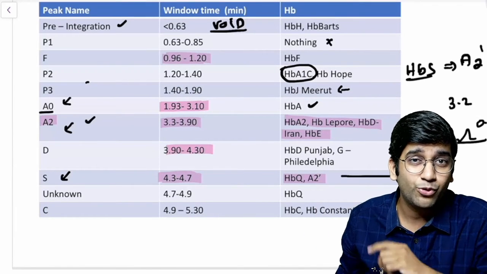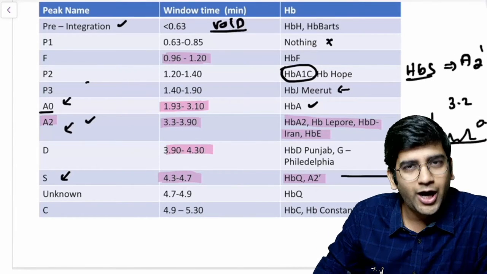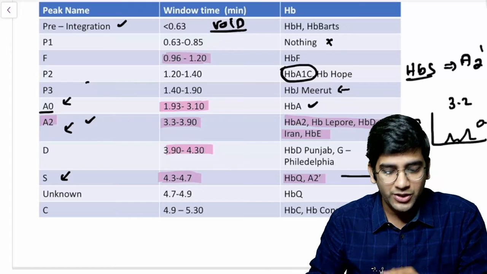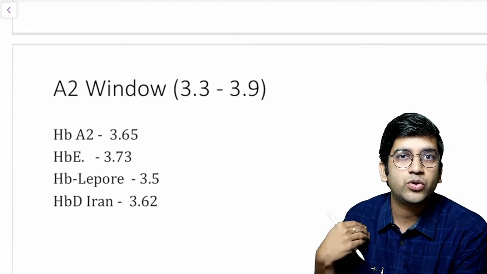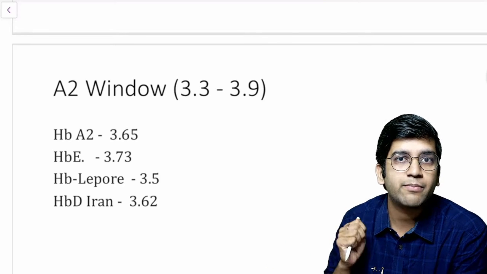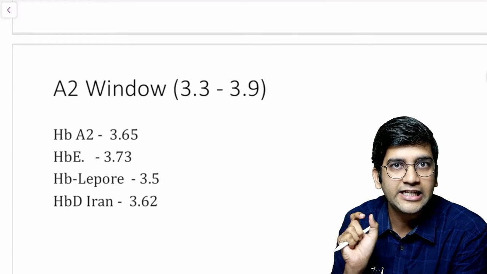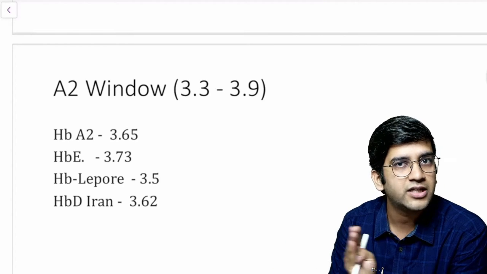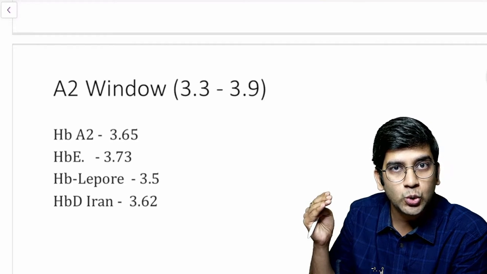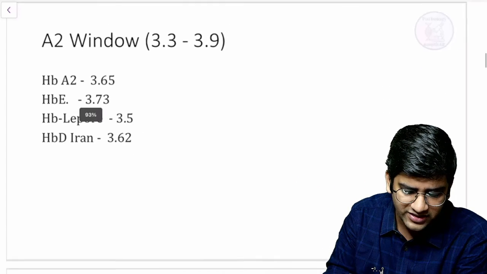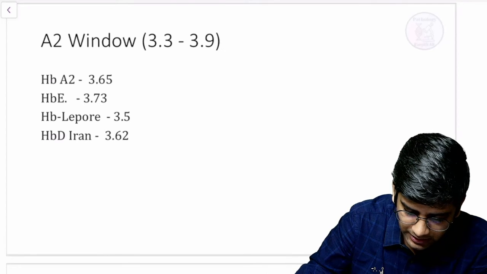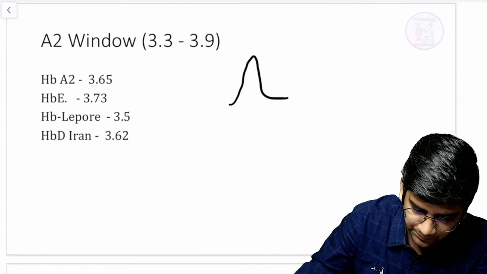Like I said, my A2 window is A2. You can see Lepore, D-Iran and hemoglobin E. How the hell will I differentiate them? That's where your concept of retention time comes. This is the retention time value in my lab HPLC. It might slightly vary from different providers, different reagents. So don't go with the same retention time. It might have a slight variation, right? So why this retention time is important is, let's say I'm having an A2 window here.